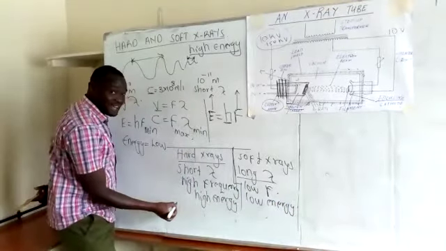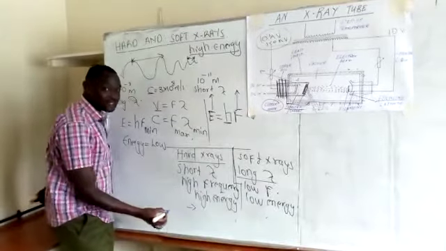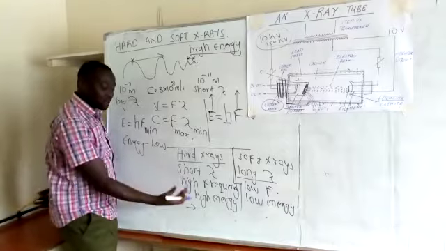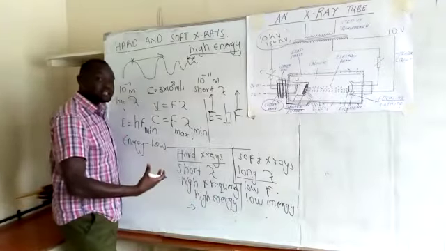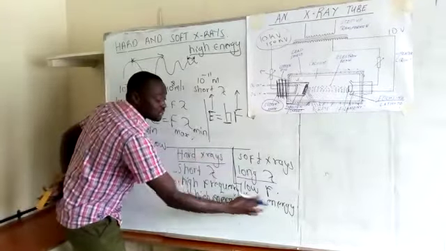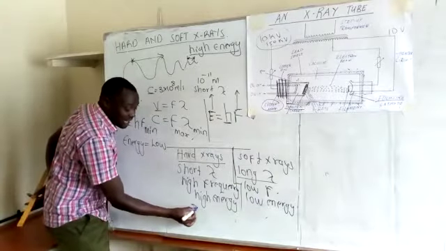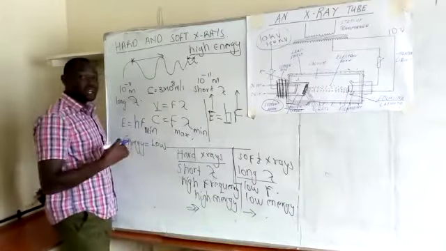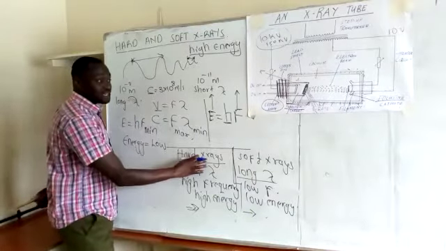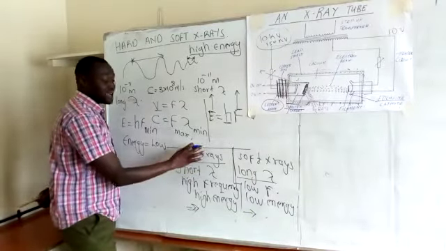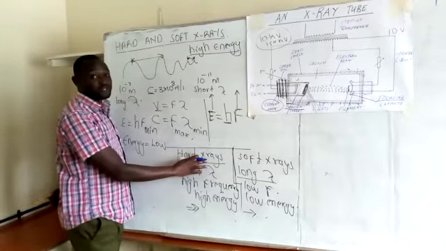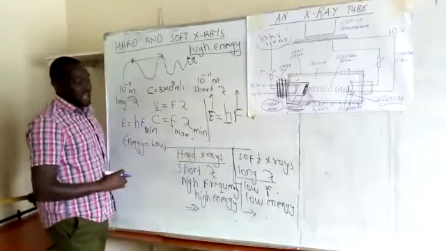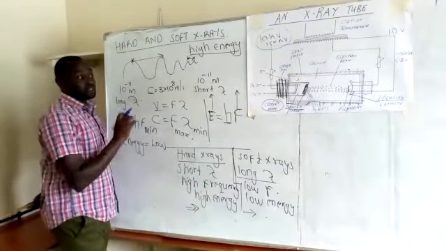And due to the high energy, hard X-rays have a higher penetrating ability. They have a high penetrating energy. They will penetrate materials more than the soft X-rays. Therefore, these are highly penetrative. These have low penetration energy. To produce the hard X-rays, we increase the accelerating potential of the anode. To produce the soft X-rays, we reduce the accelerating potential of the anode.